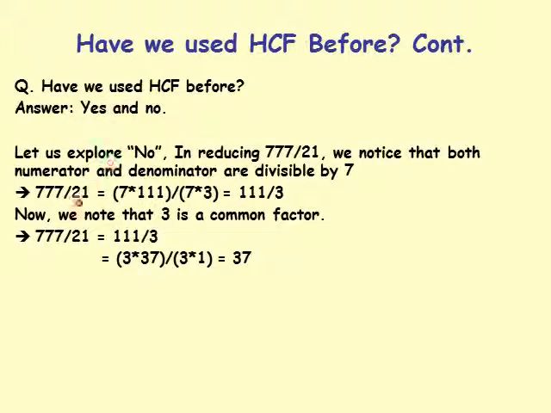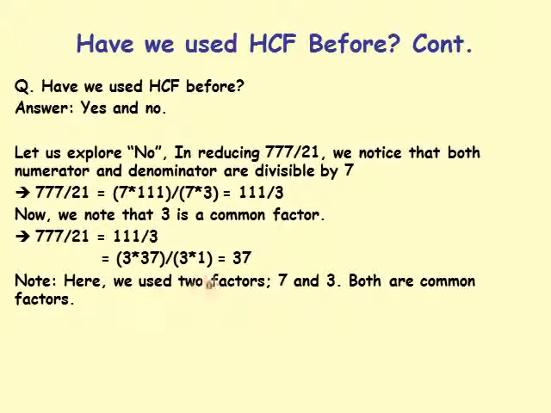We have done that: 777 divided by 21 is 37. Now here we used two factors, 7 and 3. We divided by 7 to get 111 divided by 3. Then we divided both the numerator and denominator by 3 to get 37. So we have two factors, 7 on the first step and 3 on the second step, and both are common factors.